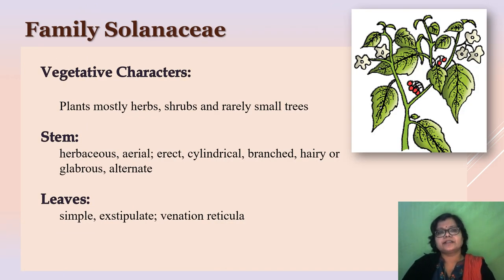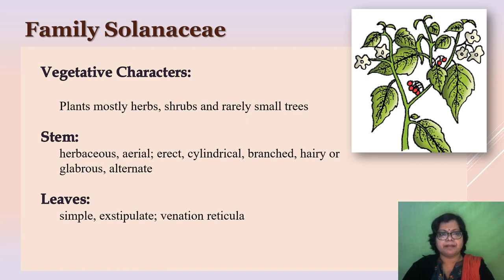Now, how to describe a family? For describing a family, a particular sequence is followed. For example, first habit, then the vegetative characteristic features, that is stem, root, leaves, and then the flower, inflorescence, flower, and then the fruit, then floral formula and the floral diagram. And it should be in brief, and it should be written using scientific language. All these are the important points when we are going to describe a family.